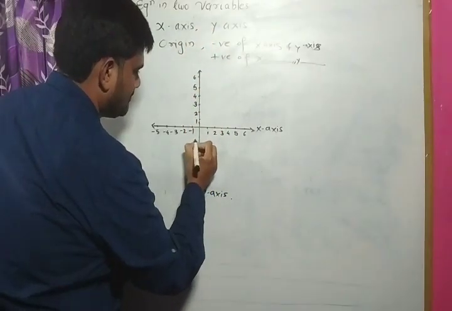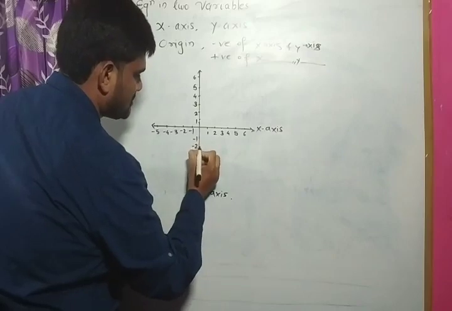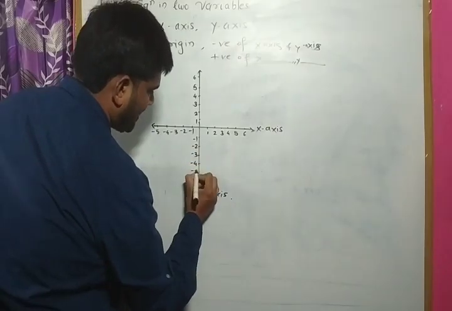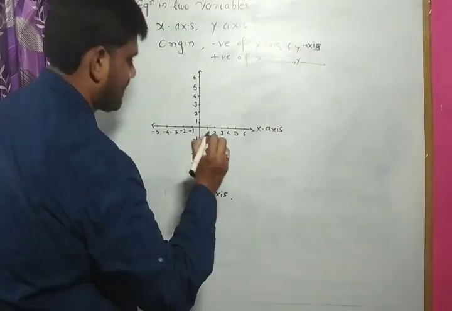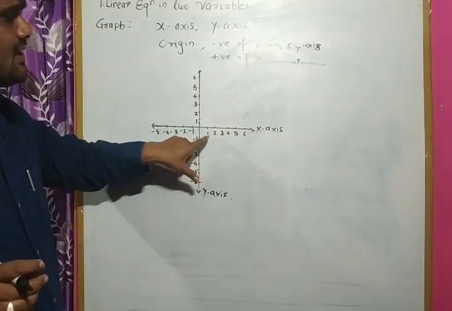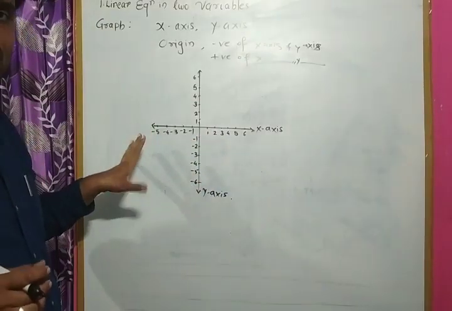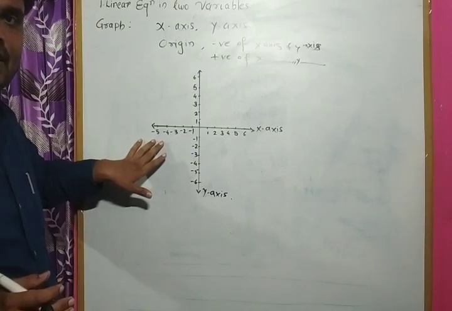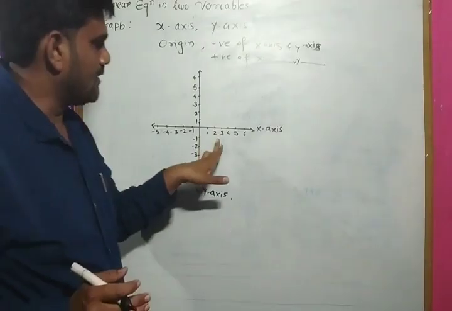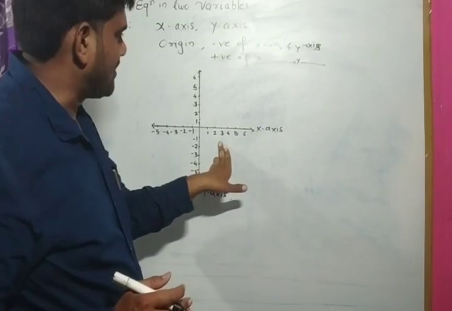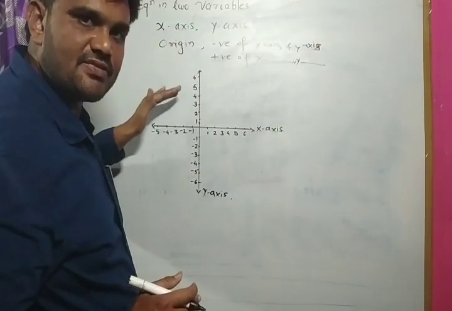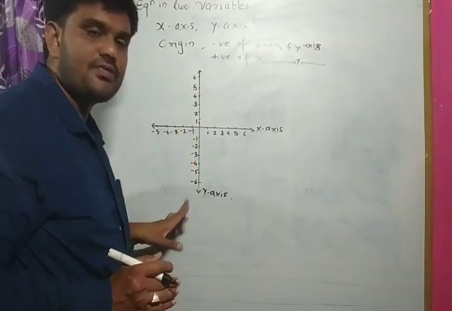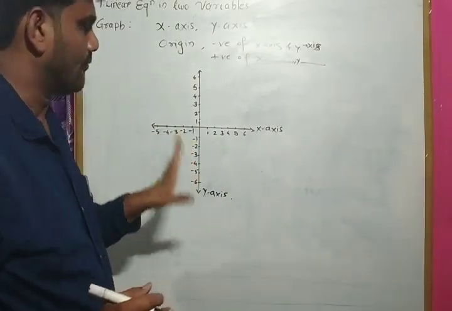Here it is -1, -2, -3, -4, -5, -6. Now these are the coordinates given here. On the left hand side of the x-axis there is a negative number, and here it is a positive number. On the upper side of the y-axis there are positive coordinates 1, 2, 3, 4, and the lower side of the y-axis is negative.